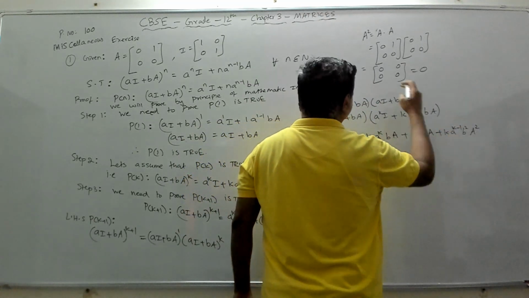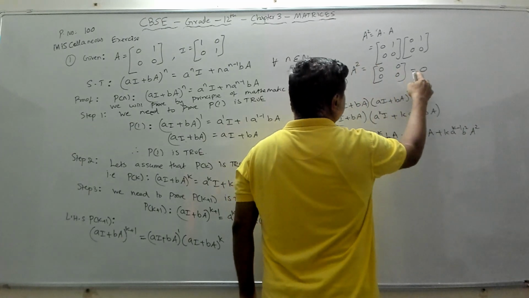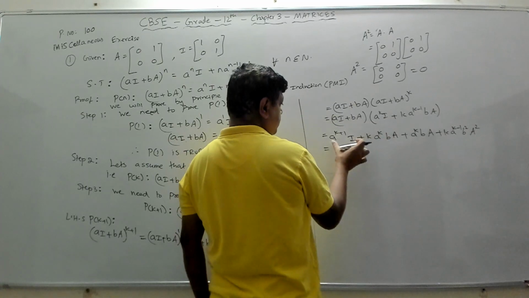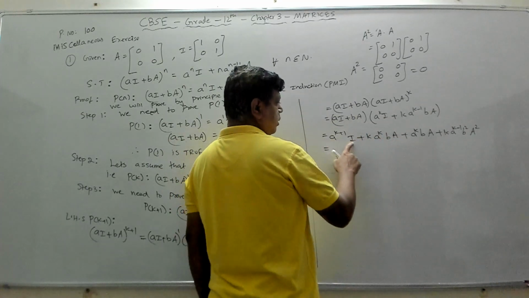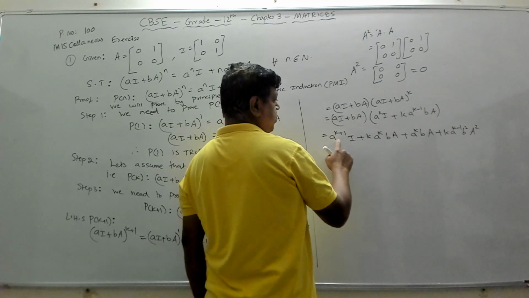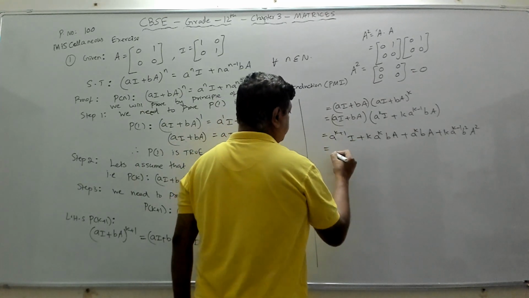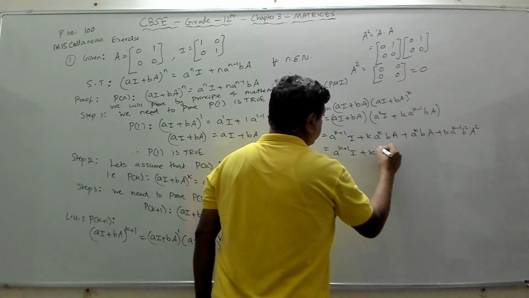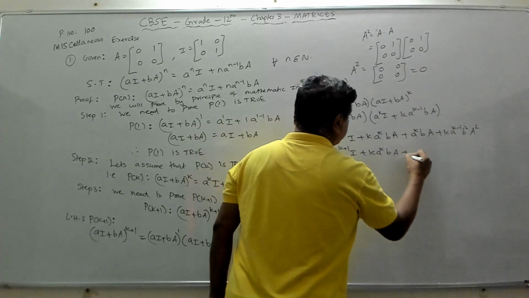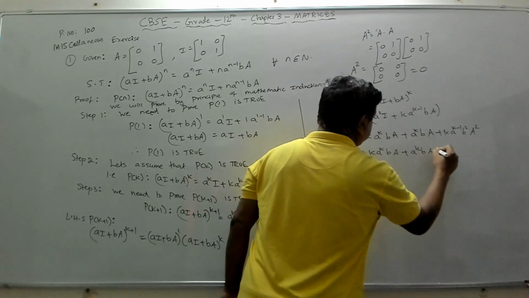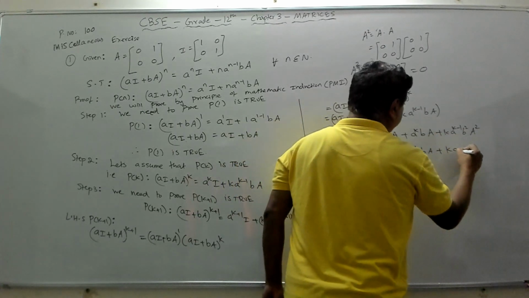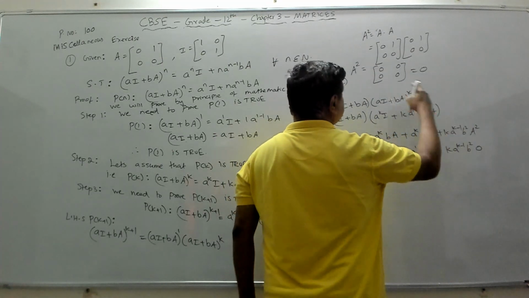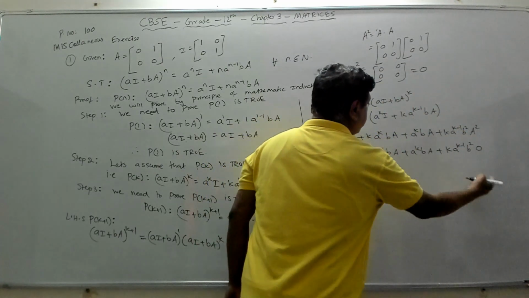Because A square is 0, which means this entire thing will become a 0 matrix. See, all these are matrices. This is a matrix, this is a matrix, because the moment you see 1 is a number, a number into a matrix is also a matrix. So this will become A^(k+1) I plus k A^k B A plus A^k B A plus this will become k A^(k-1) B² into 0, because A square is 0. So which means this entire thing will become 0.